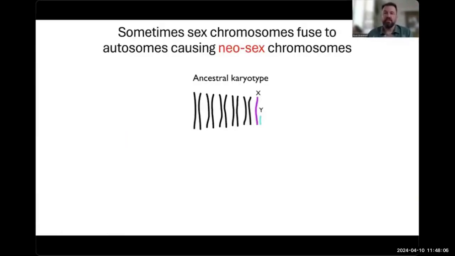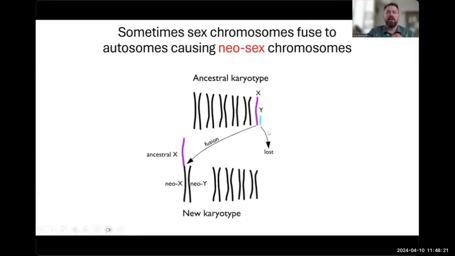Sometimes these heteromorphic sex chromosomes are fused to other autosomes, causing what are known as neo-sex chromosomes, and I'm going to detail what that looks like here. Imagine we've got this ancestral karyotype shown here, with this X and this Y chromosome. Then in this case, maybe the Y chromosome gets lost. The X chromosome fuses with what is shown here as the largest autosome in the genome. This leads to an ancestral X portion of the chromosome, a neo-X portion of the chromosome, and then the homologue of that becomes the neo-Y. So we get this new karyotype through a sex chromosome-autosome fusion. Once the neo-X and the neo-Y stop recombining, these things can start to degenerate and differentiate from each other.